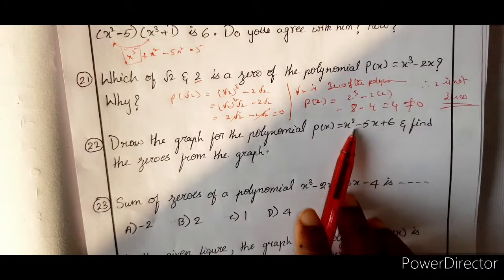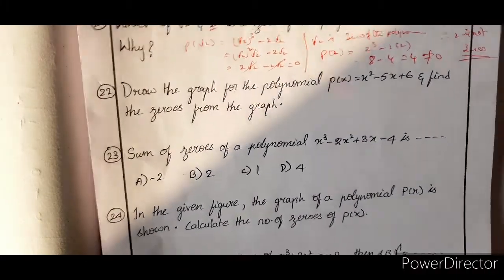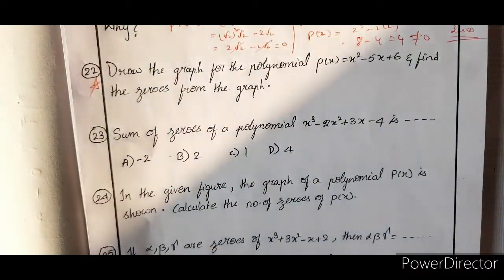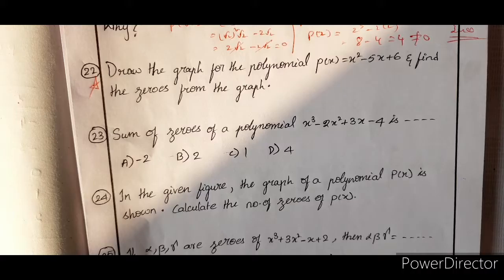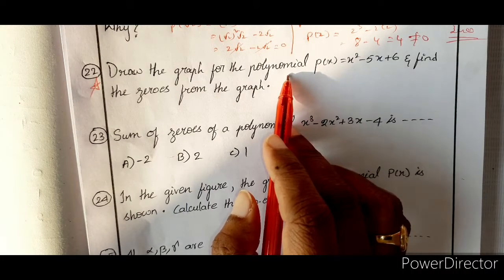And this is again a similar problem. X square minus 5x plus 6. Find the zeros from the graph. This is a very important pattern. So I am saying, like always, there are two types of questions which will be asked most of the times, and this is the one asked the most number of times.